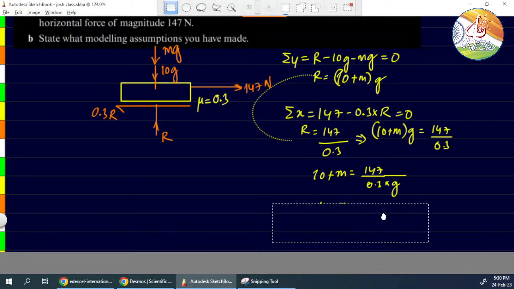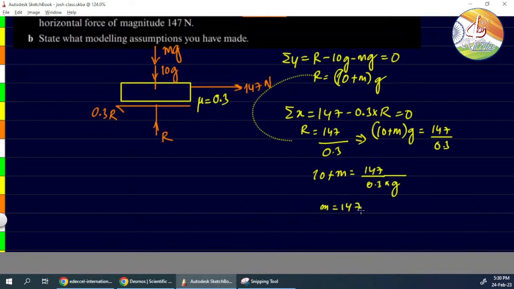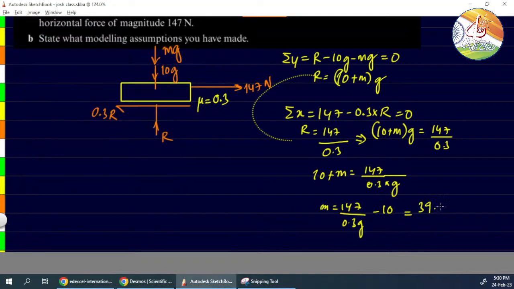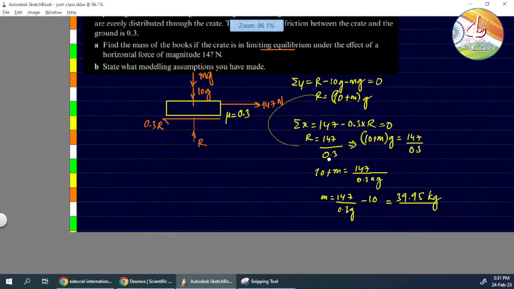So this goes on to become m equals 147 by 0.3 g minus 10. So what do we get? We get 39.95 positive. So this is in newtons. No, not in newtons. It is in kgs now, because g also is divided. After dividing with g, we will get in kgs. Okay. So first bit clear.